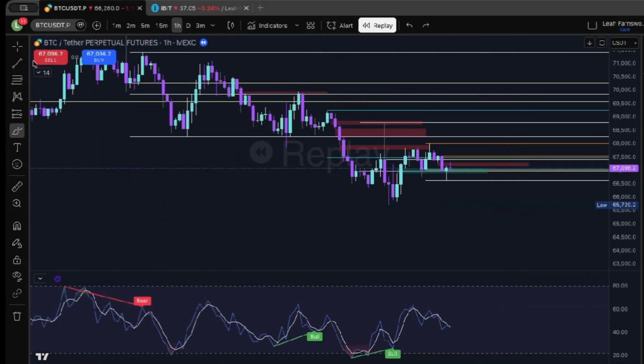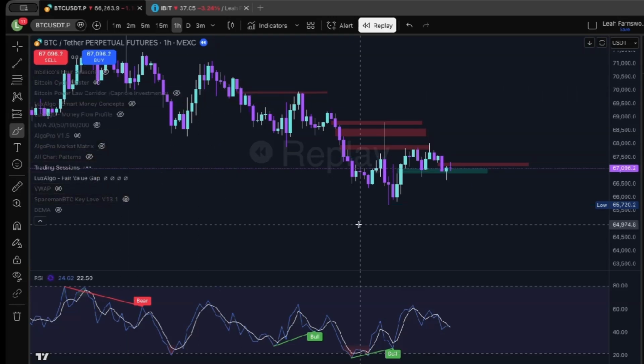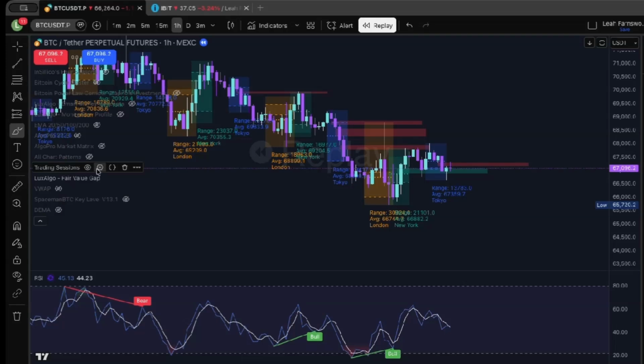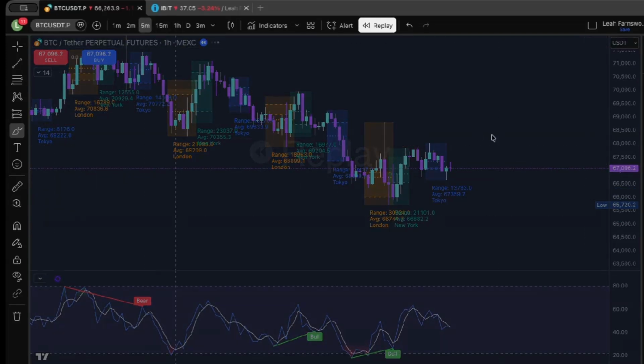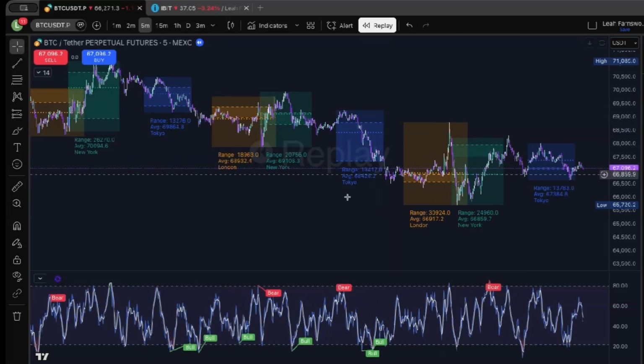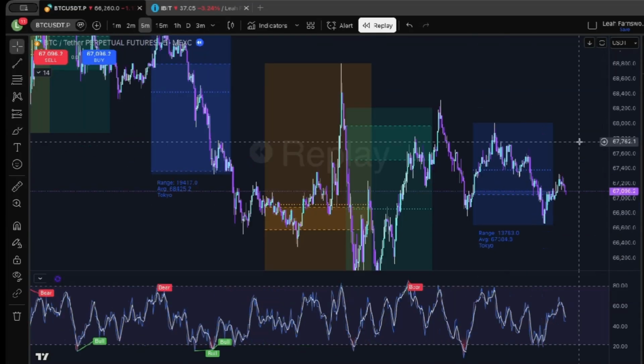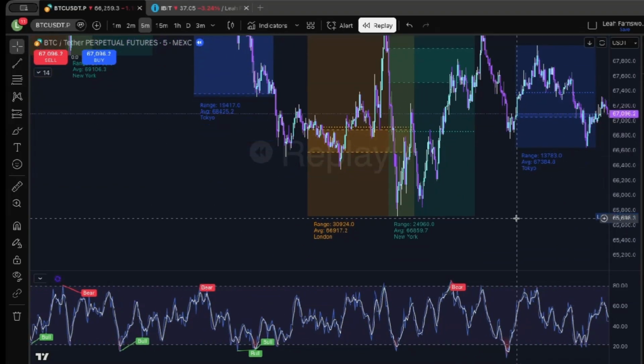These are what we are looking for. The main indication of a liquidity sweep are those wicks on the higher time frame. Also look at the trading sessions indicator. This is a good indication of where we could possibly hit. Like I said, a lot of times New York will try to sweep London. London will try to sweep Asia, so on and so forth.